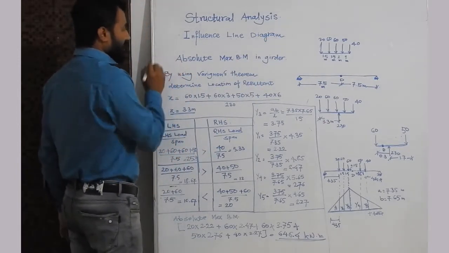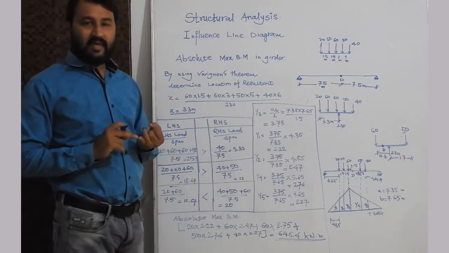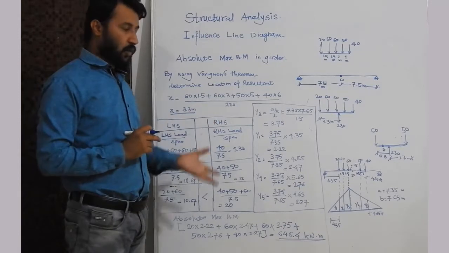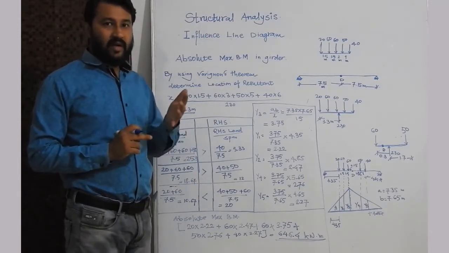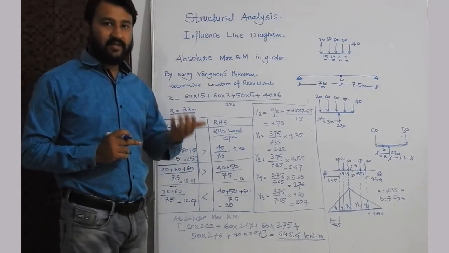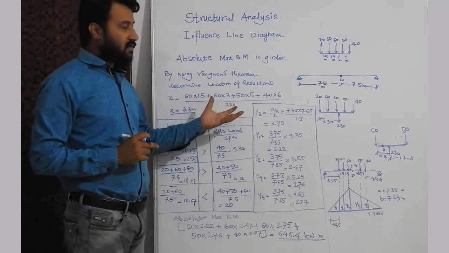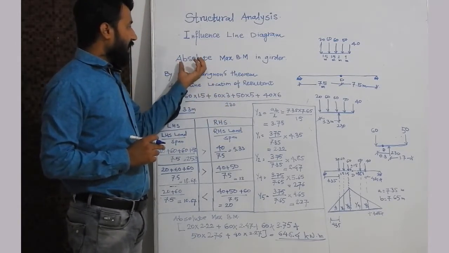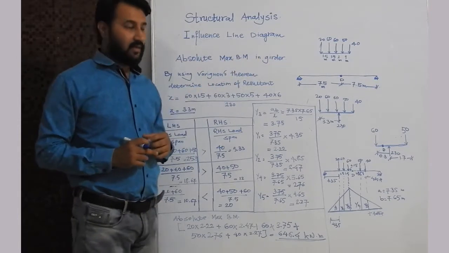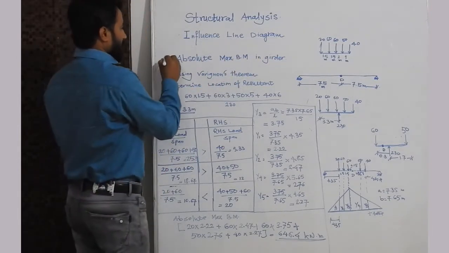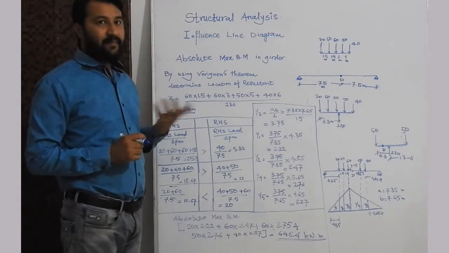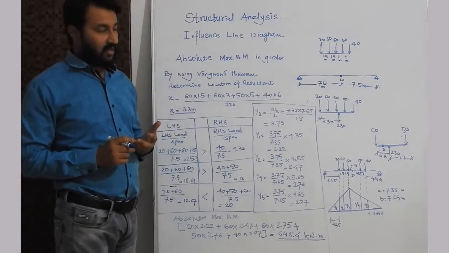So in the previous classes we have seen the maximum bending moment in a section, maximum bending moment under load, maximum positive and negative shear forces, and maximum reaction in the girder. Now this is the last topic which we are seeing in this chapter, that is absolute maximum bending moment in the girder. So at what load we are getting the maximum bending moment in the girder, that we have to determine.